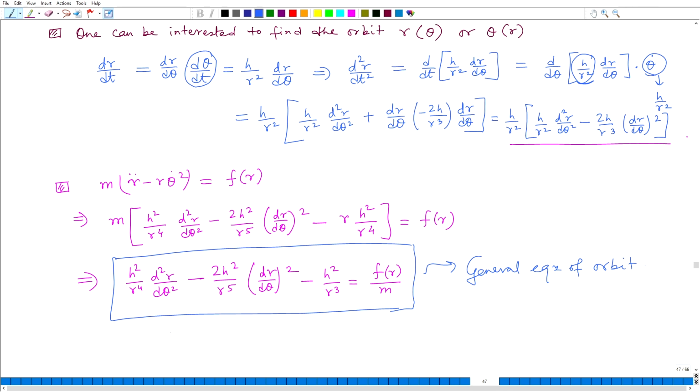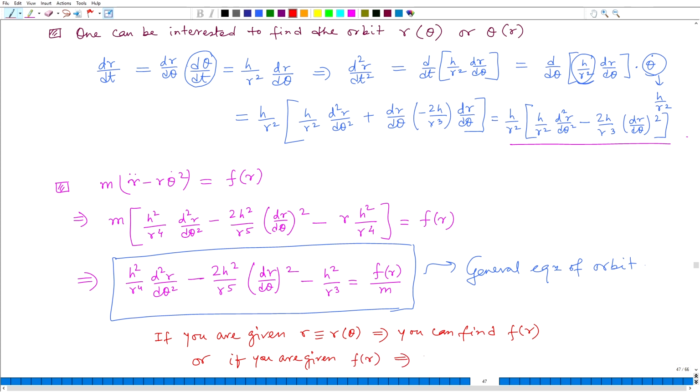So, if I now give you, if you are given r as a function of theta, then you can find easily f of r. Or if you are given f of r, then you have to solve for r. But you have to solve what?